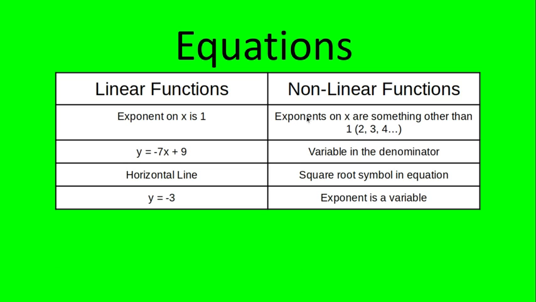For nonlinear functions, your exponent on x is something other than 1, for example, 2, 3, or 4, etc. There could be a variable in the denominator. Somewhere in your function rule, there's a fraction, and in that fraction, the denominator is a variable. We don't know what the options could be because they will vary, so it ends up being nonlinear. It changes throughout. If there's a square root symbol or a cube root symbol in your equation, it will graph nonlinear. Or if your actual exponent is a variable, it would also graph nonlinear.